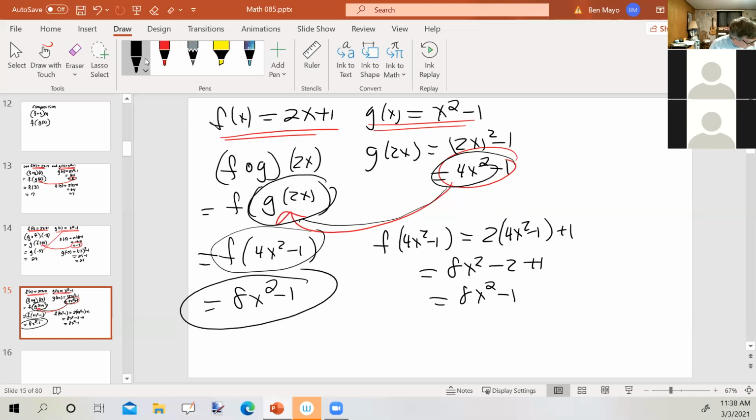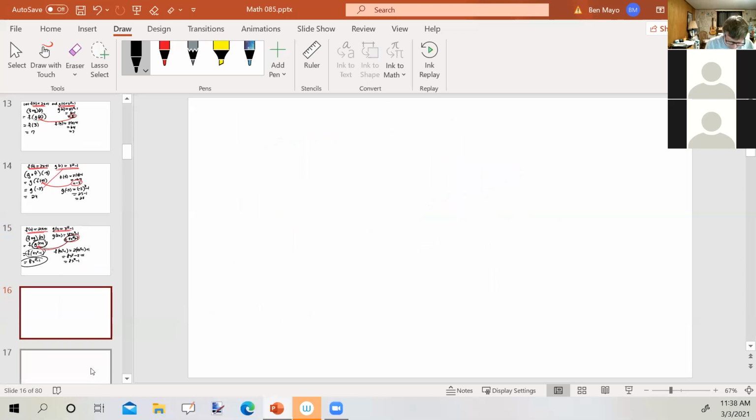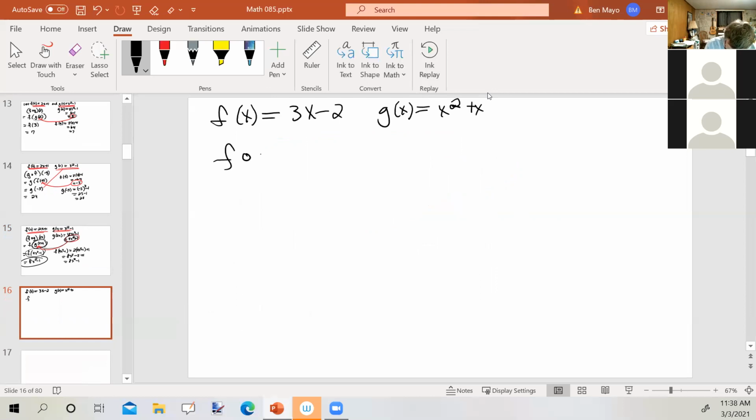Okay, let's do some more examples, but with a different set of functions. Let f of x equal 3x minus 2 and g of x equal x squared plus x. Let's find f composed with g of 4. So that's equal to f of g of 4.